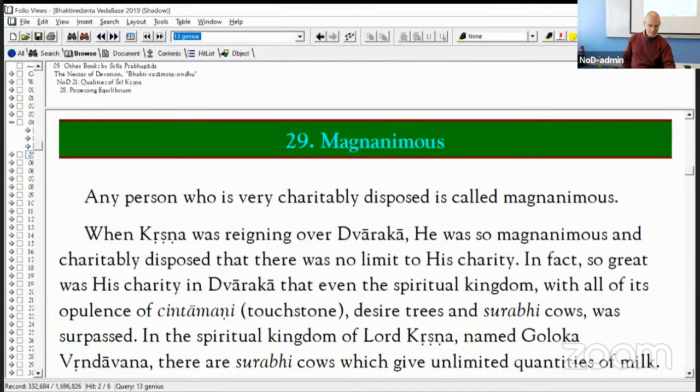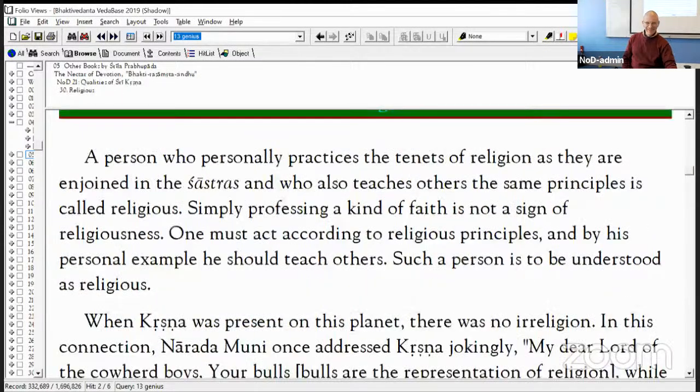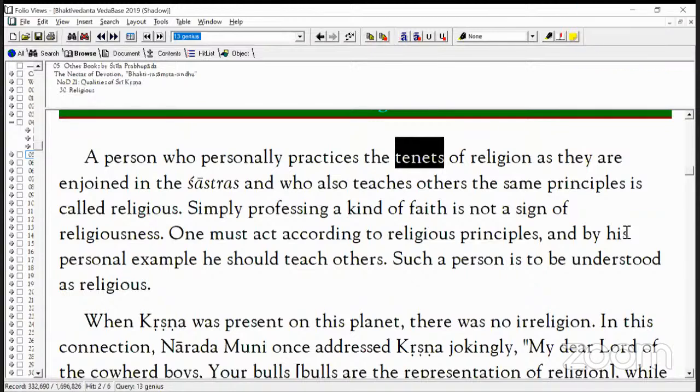30, religious, which is very strange. Our God is religious. He's a worshipper. A person who personally practices the tenets of religion, as they are enjoined in the Shastras, and who also teaches others the same principles, is called religious. He's meditating on himself. Every morning he meditates. Not because he has to think about himself, but because Shastra says meditate on himself.